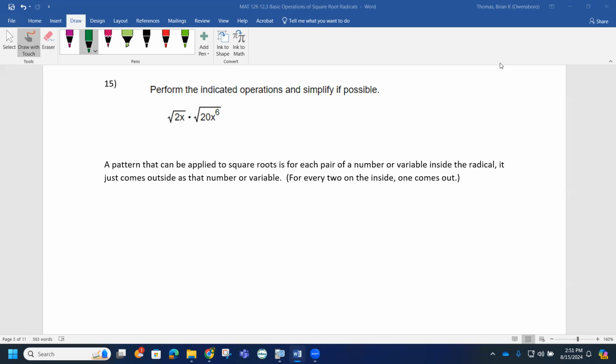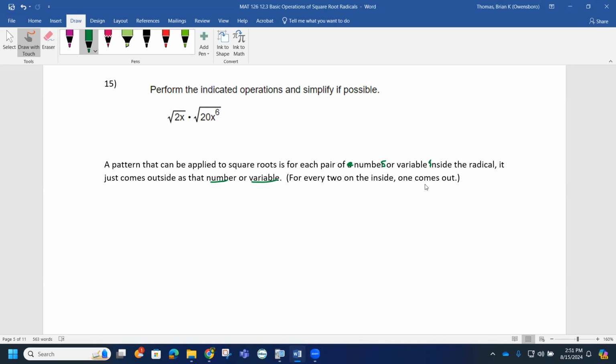A pattern that can be applied to square roots is for each pair of numbers or variables inside the radical, it can come outside as that number or variable. Okay, so let's read that again. As we were mentioning earlier, for each pair of numbers or variables inside the radical, it can come outside as that number or that variable. So for every 2 inside, 1 comes out.